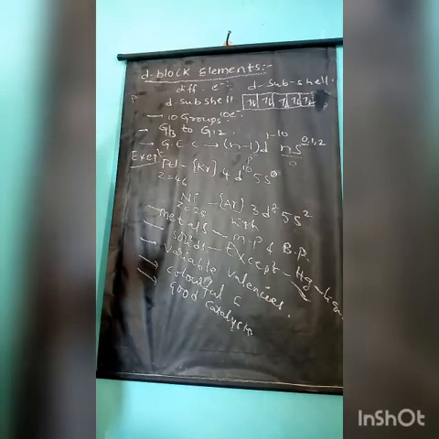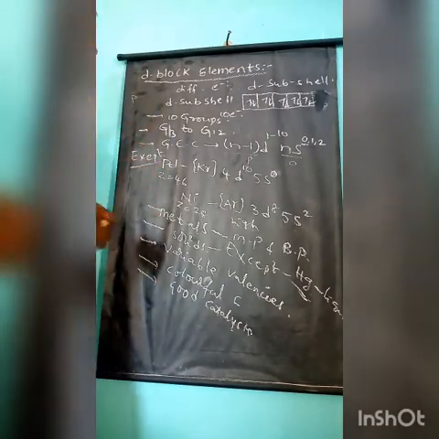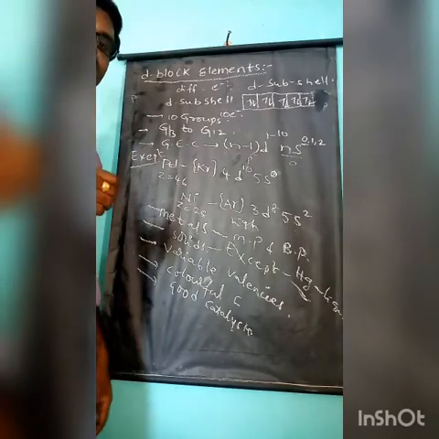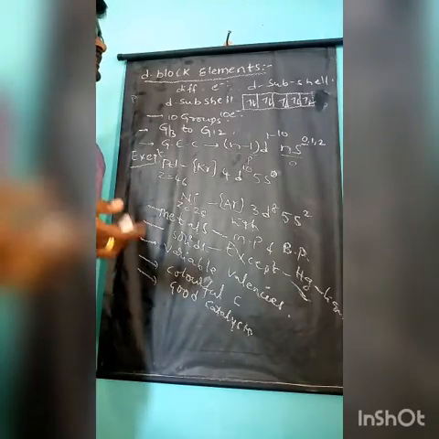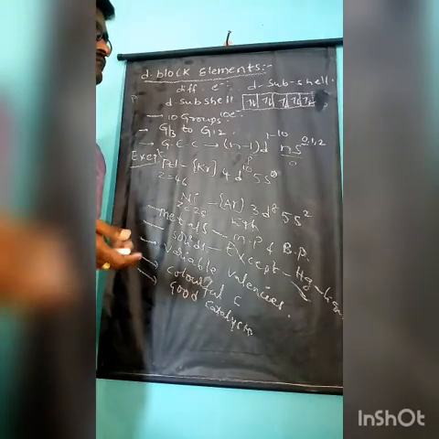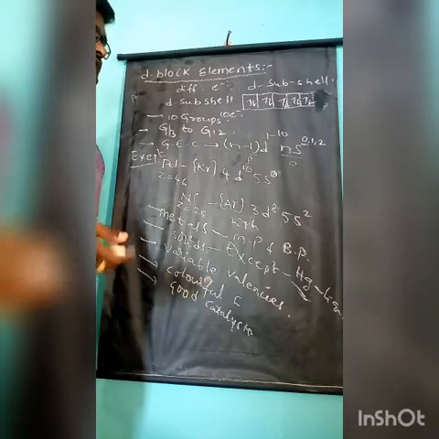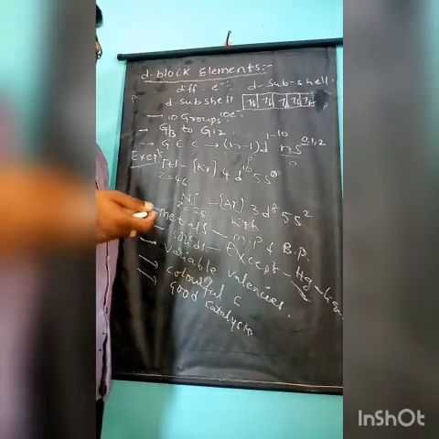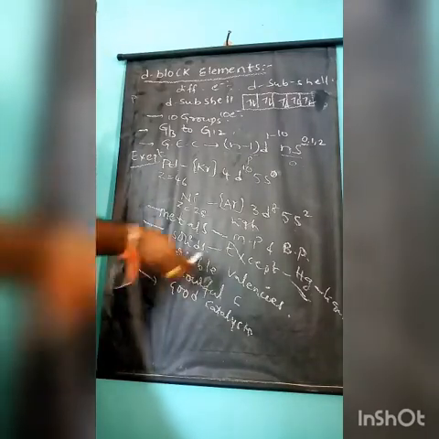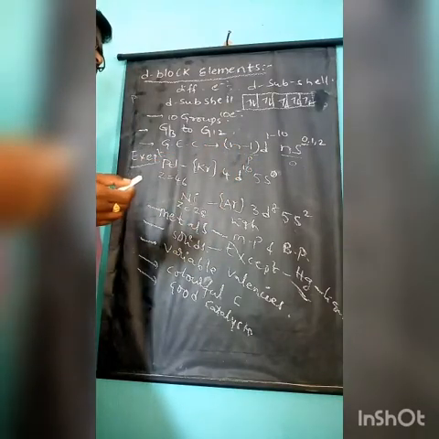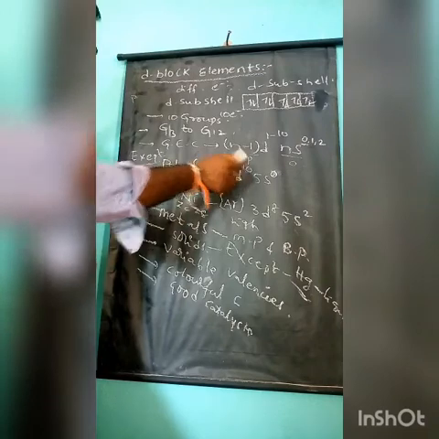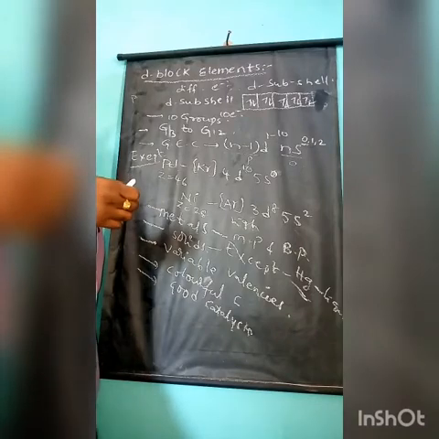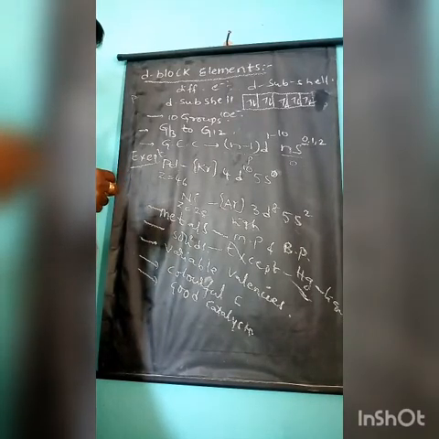So let us just write down the D block elements. The elements in which the differentiating electron enters into the d subshell of the penultimate shell are known as D block elements.